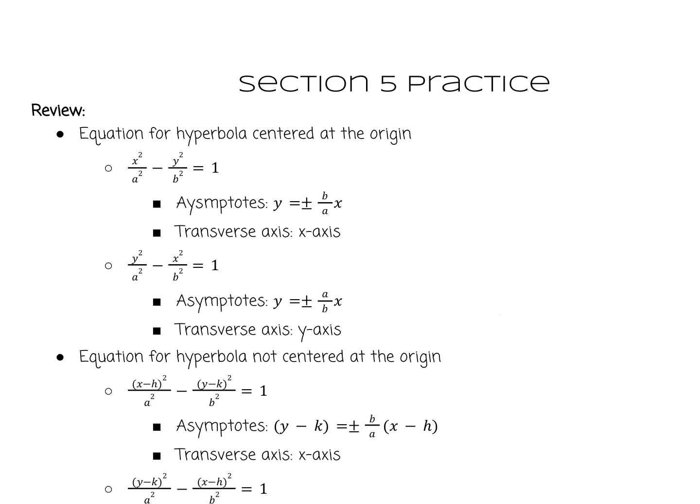In section 5, we talked about hyperbolas. So you have hyperbolas centered at the origin, and if their transverse axis or their major axis is the x-axis, it's x squared over a squared minus y squared over b squared equals 1, and their asymptotes are y equals plus or minus b over a x. If the transverse or the major axis is the y-axis, then it's y squared over a squared minus x squared over b squared equals 1, and the asymptotes are y equals plus or minus a over b x.